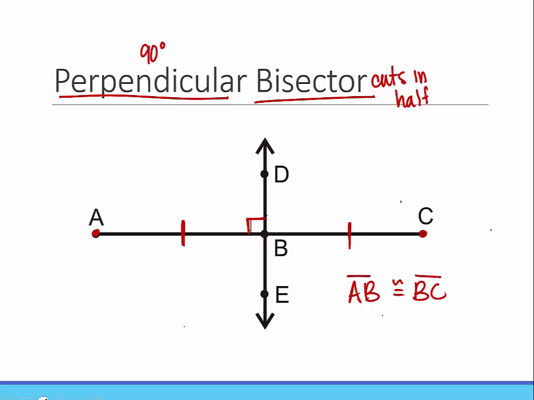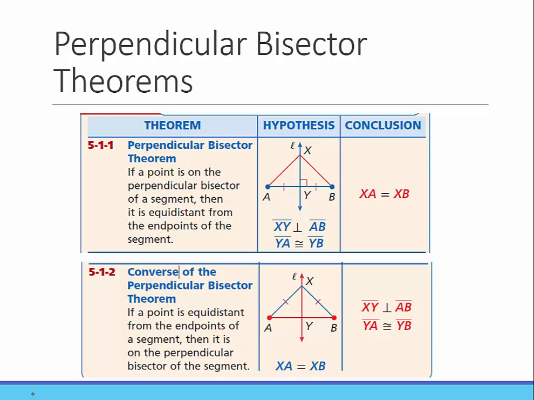So how is that useful? Well, we have two theorems. We have the actual theorem and then we have the converse of the theorem. Both are equally important, but they prove different things. The regular perpendicular bisector theorem says that if a point is on a perpendicular bisector of a segment, then it is equidistant from the endpoints of that segment.